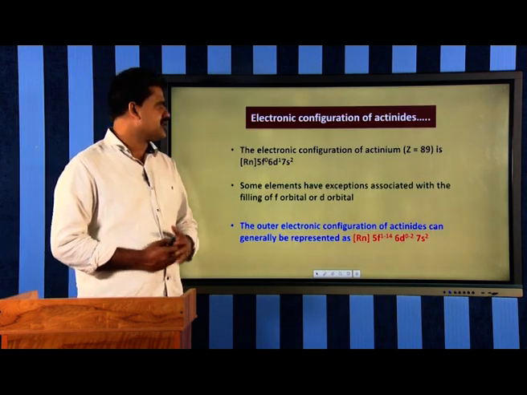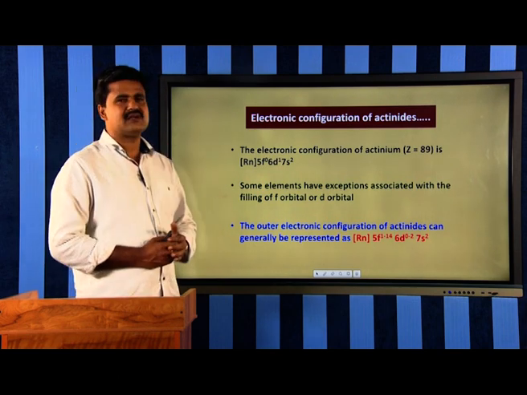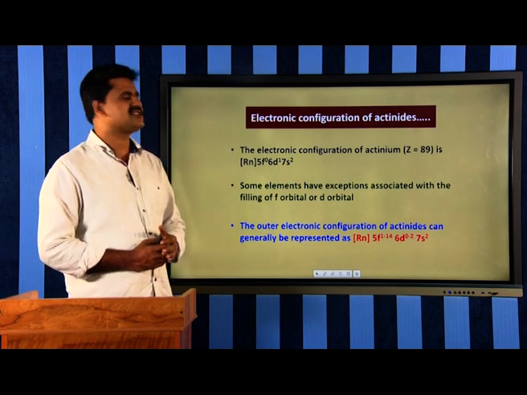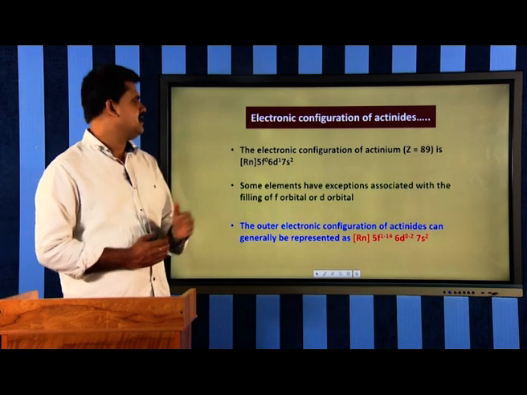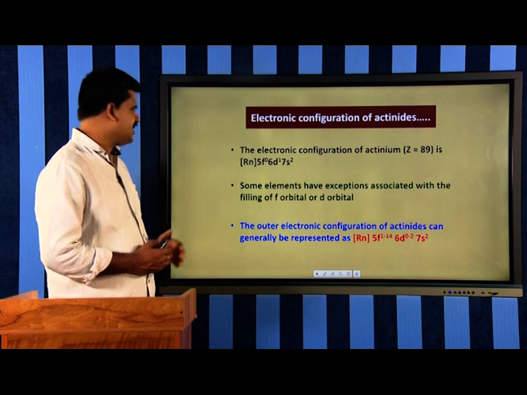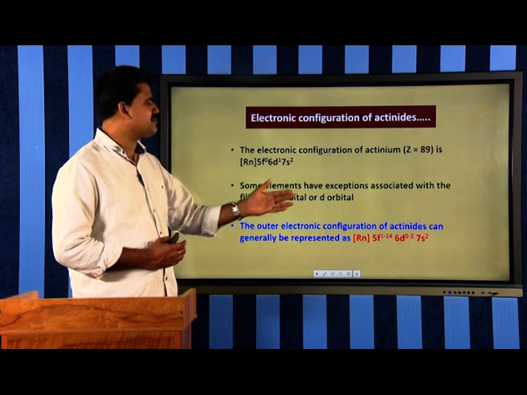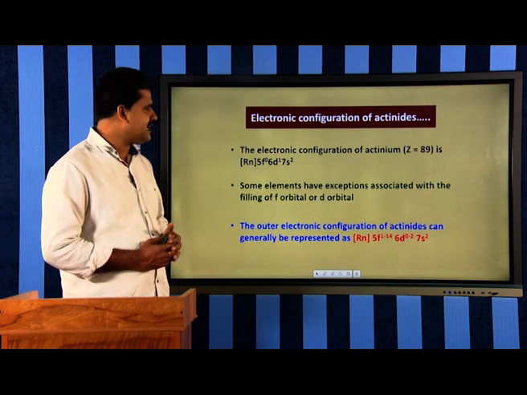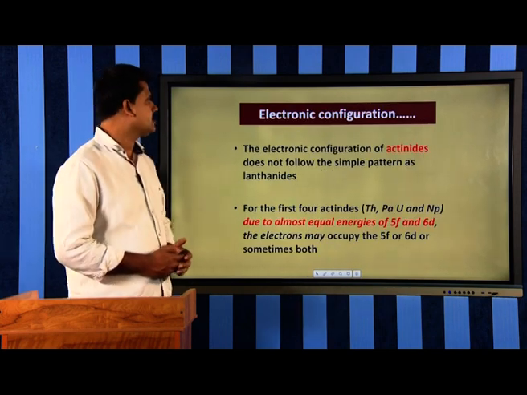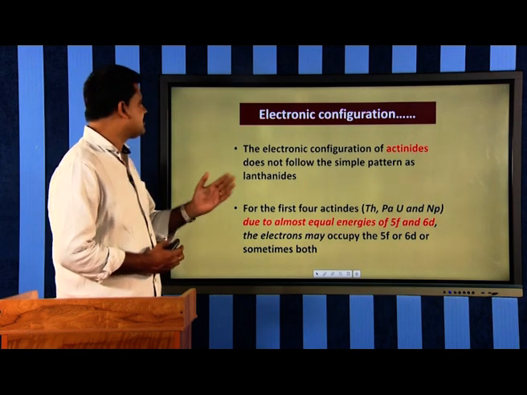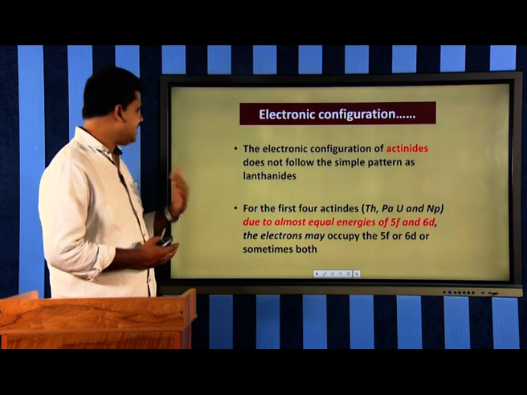The electronic configuration of actinium, the precursor of actinides, is radon core with 5f0, 6d1 and 7s2. Some of the elements have exceptions associated with the filling of the f orbital as well as the d orbital. The outer electronic configuration of actinides can generally be represented, as I mentioned, as radon core 5f1 to 14, 6d0 to 2 and 7s2. The electronic configuration of actinides does not follow a simple pattern as we observed in the case of lanthanide elements.